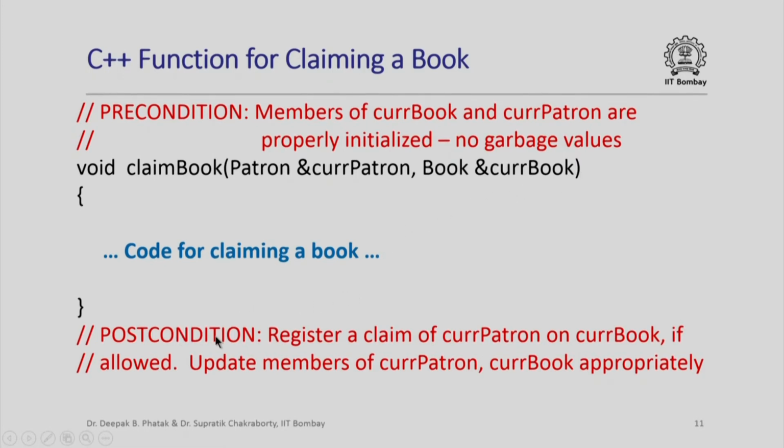And what is the post condition? We would like to ensure that a claim of current patron on current book would be registered if it is allowed. There are several conditions as we have just seen, and if those conditions allow us to register a claim of current patron on current book, we would like that claim to be registered, and we would have to update the members of current patron and current book appropriately.